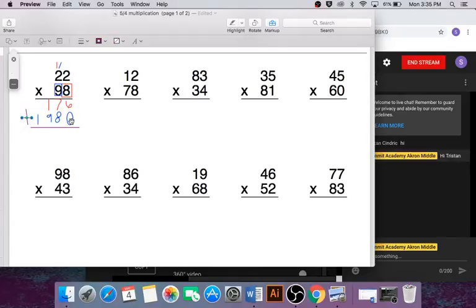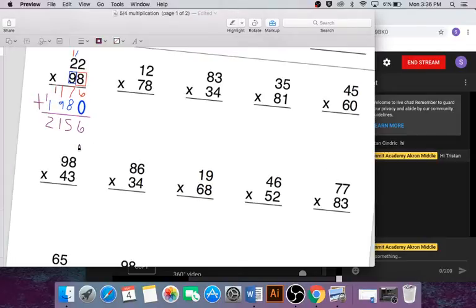So we have 6 plus 0 is 6. Seven plus 8 is 15. So we put down our 5 and we carry the 1. 9 plus 1 is 10, plus 1 is 11. So we put down the 1 from the 1's place and we carry the 1 that was in the 10's place. And we have 1 plus 1, which is 2. So our final answer is 2,156. Okay.